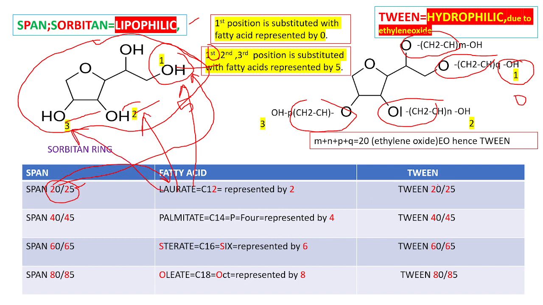Likewise for Tween 20: 2 indicates lauric acid, 4 indicates palmitic acid, 6 indicates stearate, 8 indicates oleate. See, Tween 20 means the 2 is lauric acid substituted at the first position, that's all. 0 indicates the substitution only at the first position. If we write Tween 25, this 5 indicates the lauric acid is substituted at the first, second, and third positions. This is the nomenclature of Spans and Tweens.